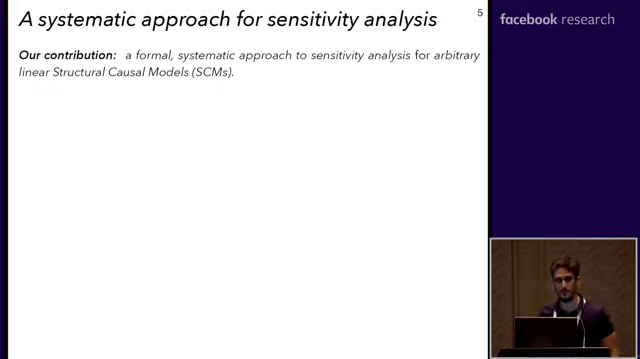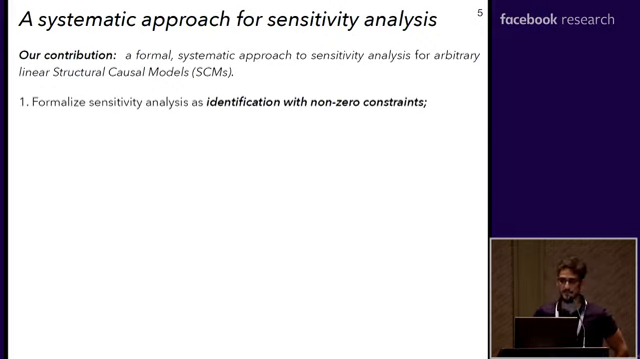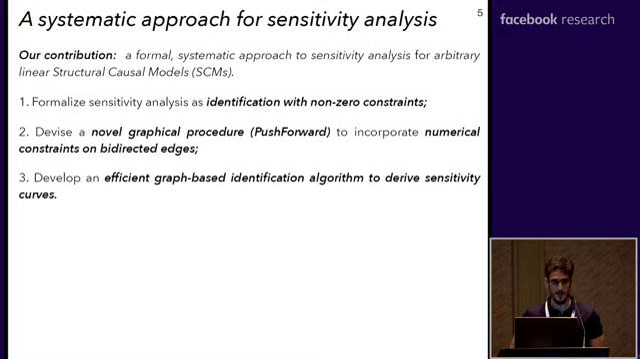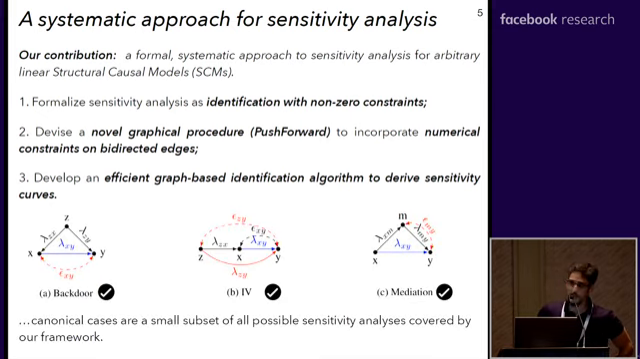In this paper, we develop a formal systematic approach to sensitivity analysis for arbitrary linear structural causal models. We start by formalizing sensitivity analysis as an identification problem with non-zero constraints. We then devise a novel graphical procedure to incorporate numerical constraints on bidirected edges. We call this procedure push forward. And we finally develop an efficient graph-based identification algorithm to derive sensitivity curves. So not only were we able to capture these canonical cases, but we ran an exhaustive set of experiments that show these are a small subset of all possible sensitivity analyses covered by the framework.